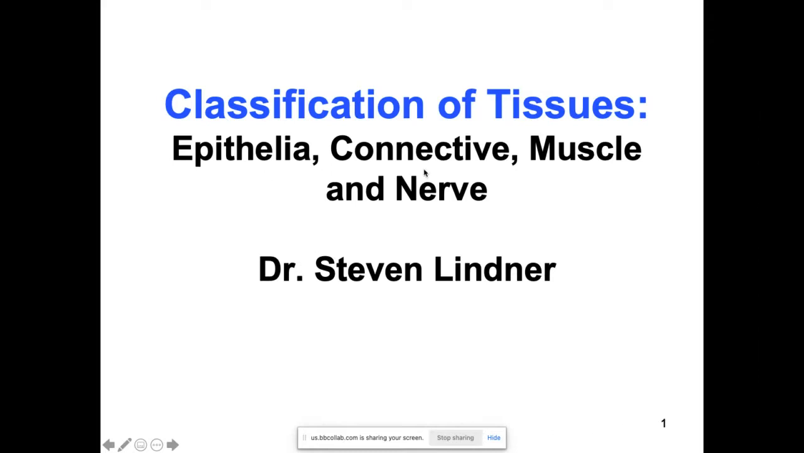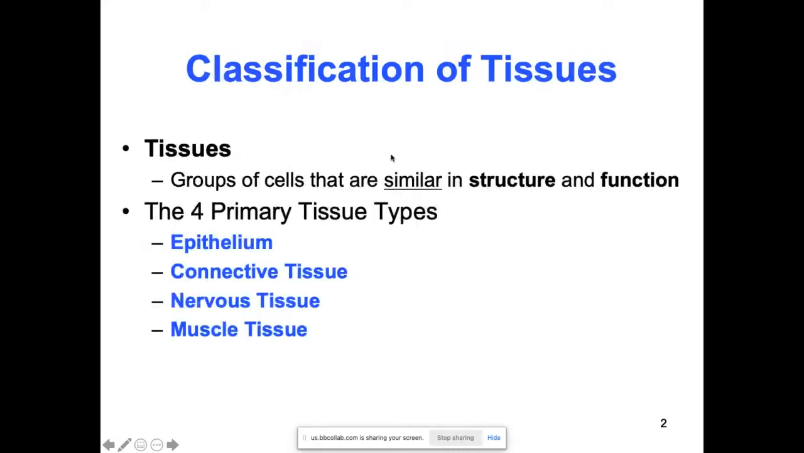They are epithelium, connective, muscle, and nerve. Of these four tissues, muscle and nerve are the easiest. Epithelium and connective have many subcategories to them. When a group of cells come together and have similar structure and similar function, they're going to create tissue, right?